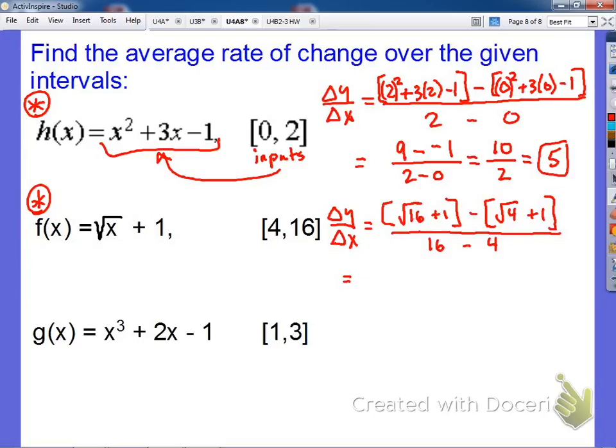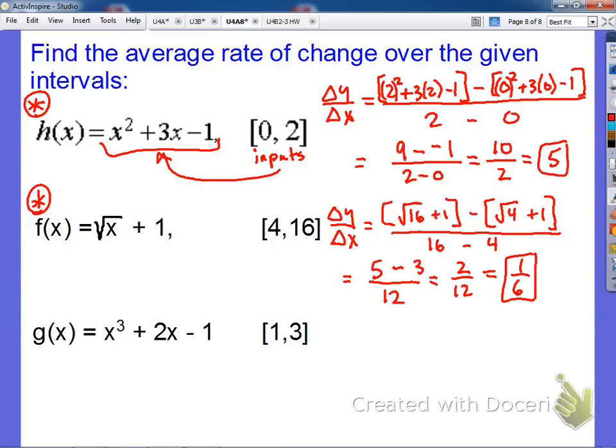So this comes out to be 4 plus 1, which is 5, minus 2 plus 1, which is 3, all over 16 minus 4, which is 12. So 5 minus 3 is 2, all over 12. That comes out to be 1/6. Okay, raise your hand if you got that right.